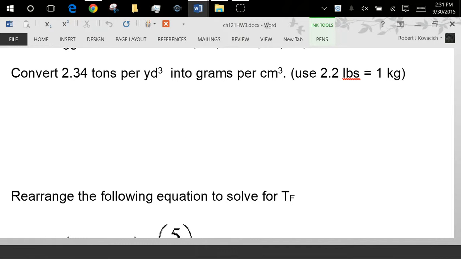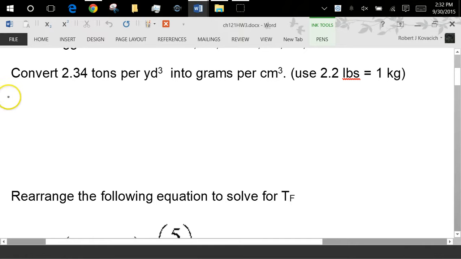So this first one up here, we've got tons, and we're going to convert that over, eventually turning that into kilograms. And while technically tons is a measurement of weight, and grams is a measurement of mass, since we're staying on Earth and we have the right conversions, it doesn't really matter. So it'll work out for us.